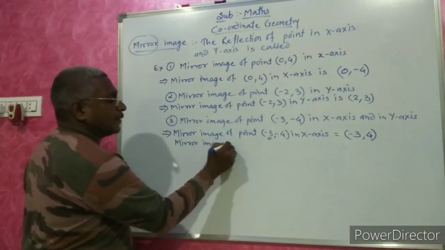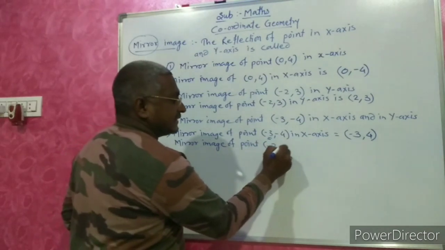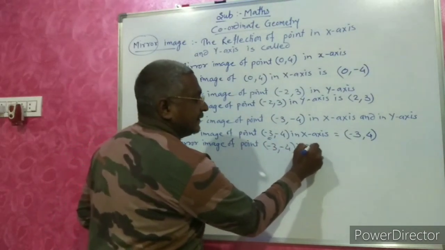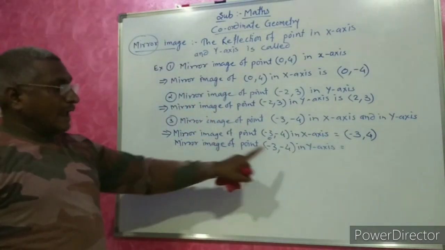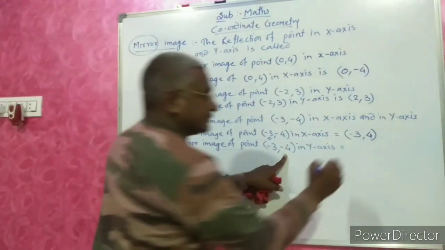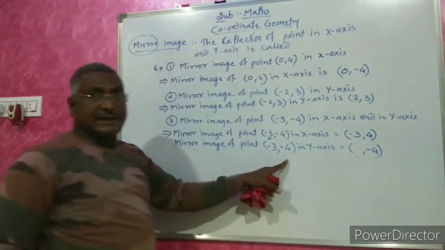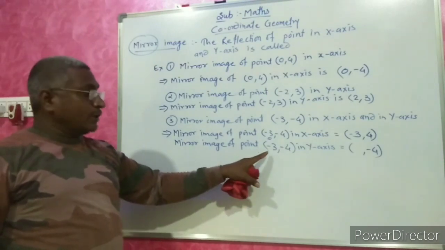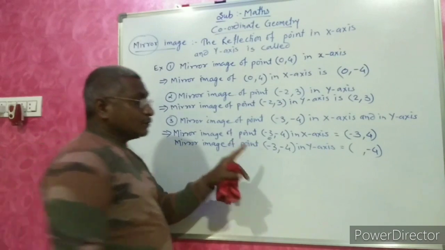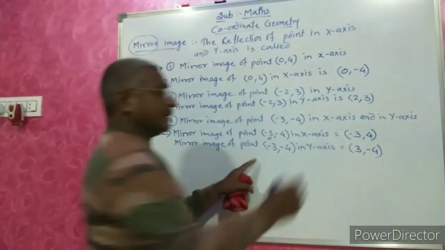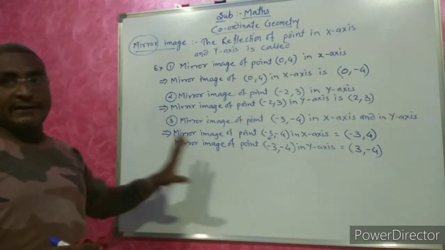Now the mirror image of point (-3, -4) in the y-axis. The y-axis means the y coordinate stays the same. What is the y coordinate? Minus 4 stays the same. What about the x coordinate? The x coordinate becomes opposite. Here negative is there, so we will get positive. (3, -4). Hope you understand, students, how to write the mirror image.